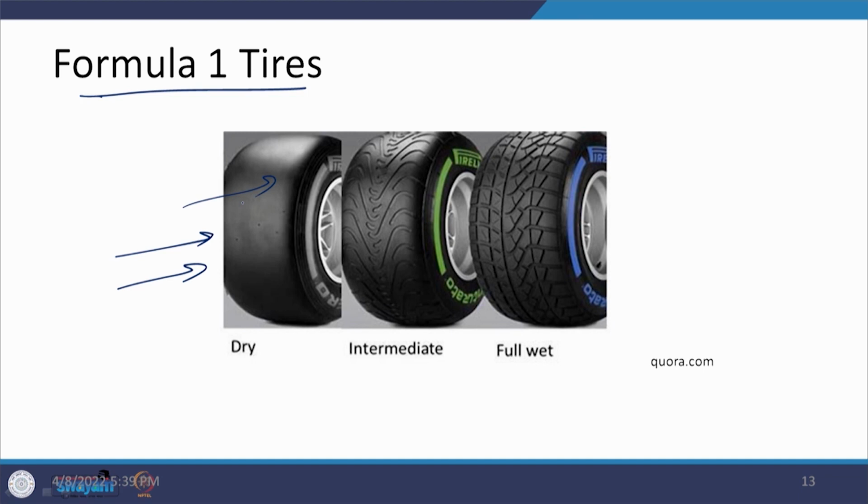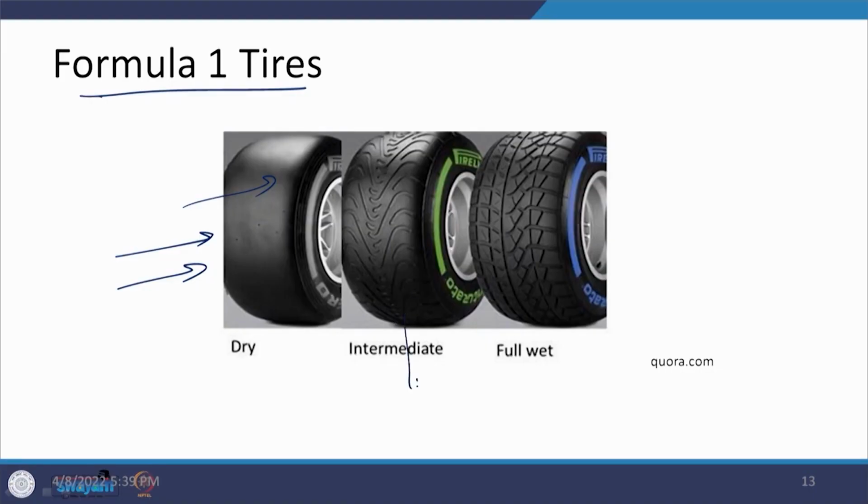But if there is some small amount of water coming maybe due to drizzle or something, then intermediate tires are used. But if the surfaces are going to be wet, then they go back to the basics, that the treaded tires are going to be used here. So, that is how they keep changing, and accordingly the speeds are going to be affected.